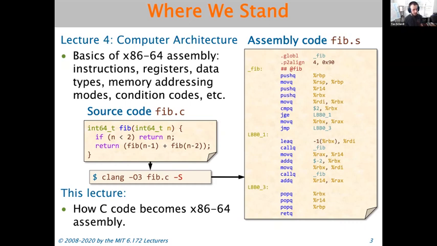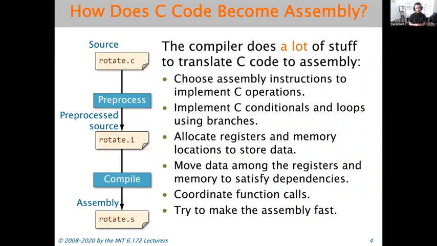And so from these two key features, the compiler and everything that's in the assembly language, you might be able to guess that this compiler has to do a lot of stuff in order to translate C code into assembly. It has to choose what assembly instructions it's going to use to implement different operations in C. It has to figure out how to implement C conditionals and loops just using conditional and unconditional branch instructions. It has to decide how to allocate registers and memory locations to store the data of the program.